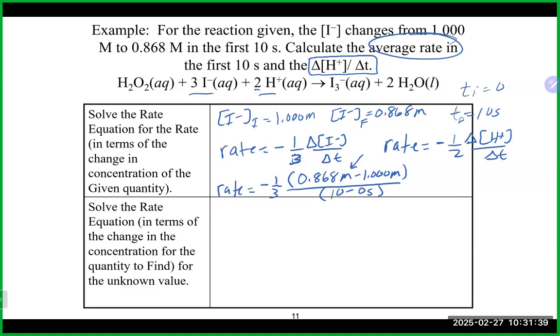Do get a negative. So this is why we don't want to just take the difference, right? If we take the difference, we will end up with a positive number and we will end up with a negative rate, which we should not have. So again, it's important to make sure that you always do the final minus the initial here. And if we do that, that's 0.868 minus 1 divided by 10. And we also want to make sure we divide it by 3. And again, that takes care of the mole-to-mole relationship or the stoichiometry.